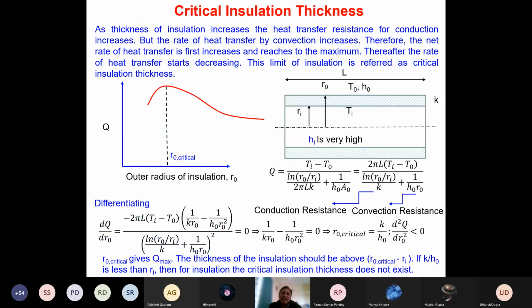Now, what we are discussing here is the critical insulation thickness. Let's assume that there is a pipe through which the steam is flowing. Clearly, I don't want it to lose the heat from the steam. That's why I will add an insulation above the pipe, to avoid the heat transfer. And then outside there is an ambient temperature. Is it correct?